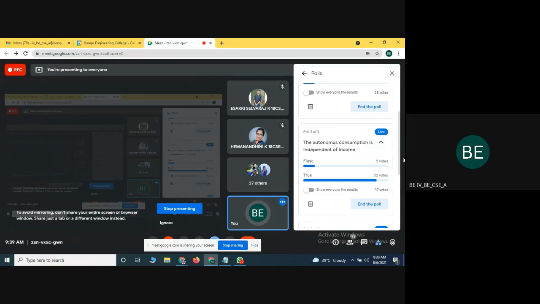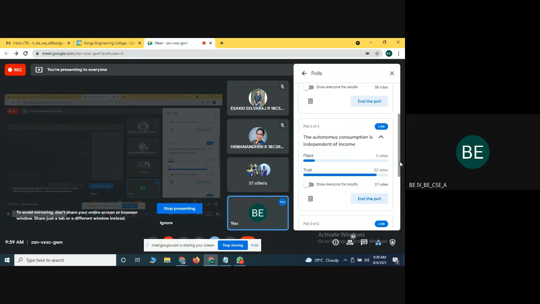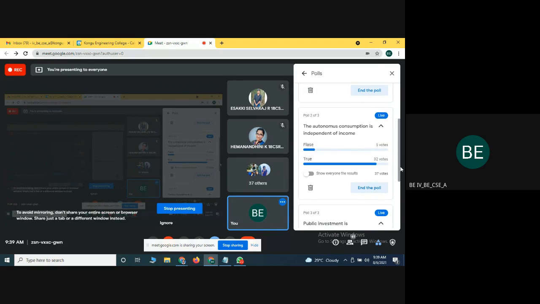Okay, what about the second one? The autonomous consumption is independent of income. Whether this statement is true or not? It's true. Just now we have seen that consumption is independent of income. We have seen one example: the person's income is zero, even though he is spending 80 rupees for daily expenditure consumption. So the income is zero, but even though he is spending at that point, we call it autonomous consumption. The statement is true.